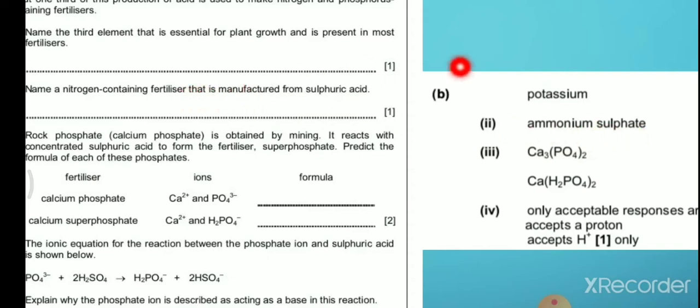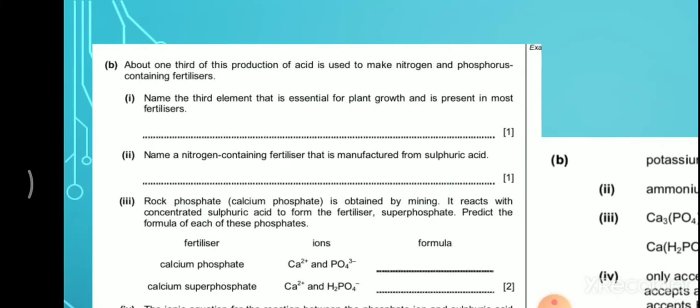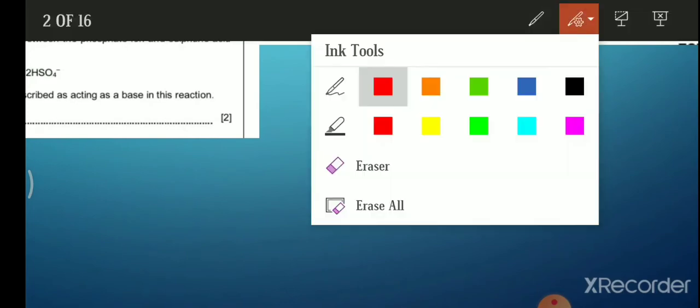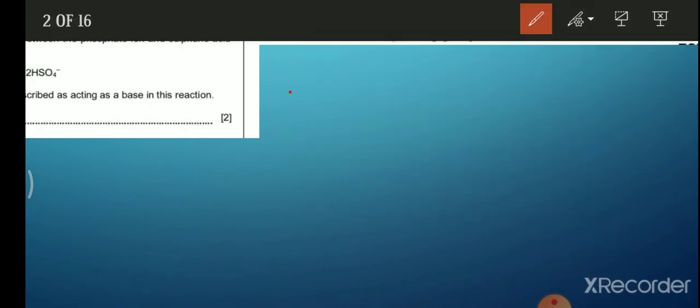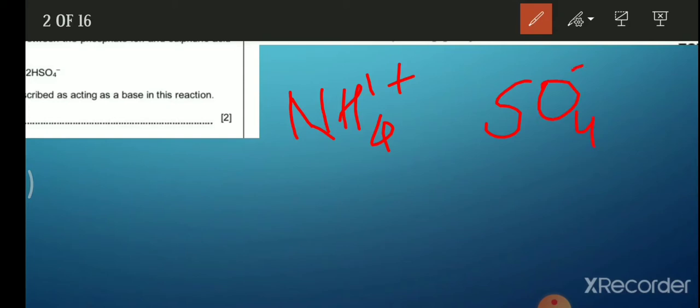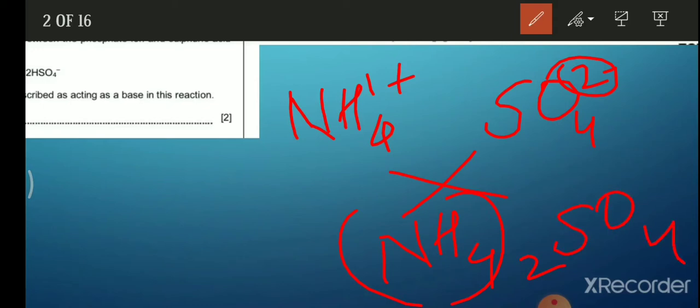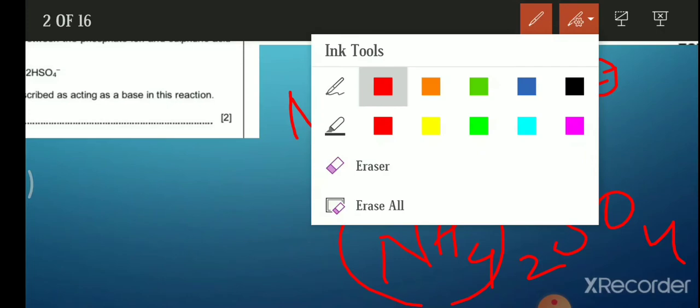So here you should know the valency of the ammonium ion. I'll show you here: NH4 1 plus and sulfate is SO4 2 minus. When you do the crisscross method, the 2 will come here with H4. So put this in a bracket and write SO4 as it is. This is ammonium sulfate.